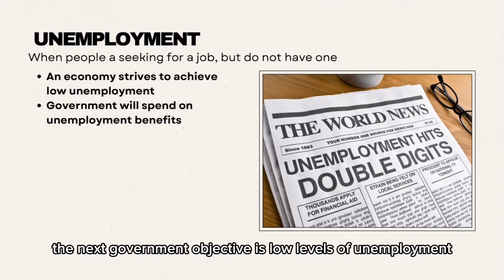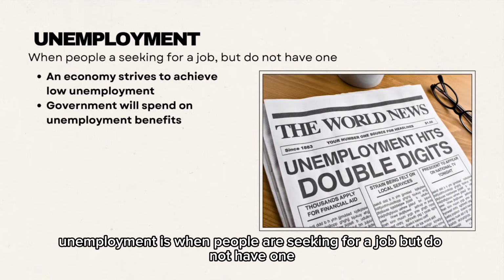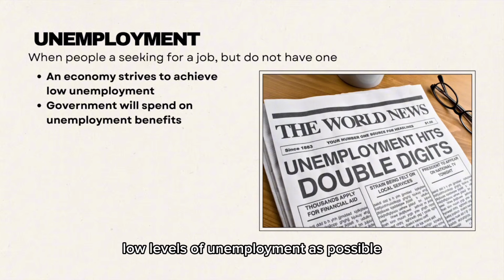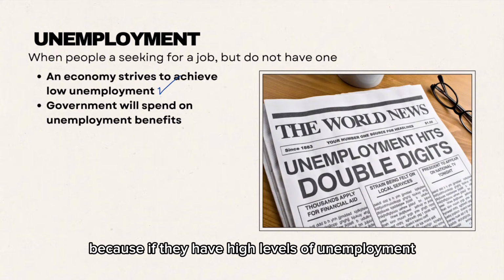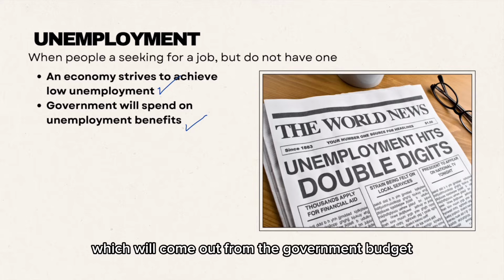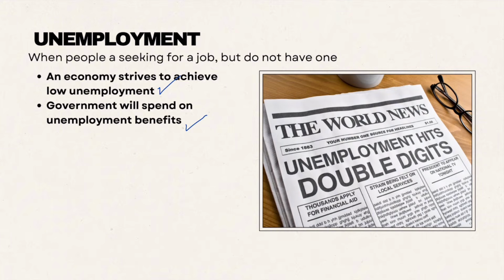The next government objective is low levels of unemployment. Unemployment is when people are seeking a job but do not have one. The goal for an economy is to get as low levels of unemployment as possible. Because if they have high levels of unemployment, the government will need to spend on unemployment benefits, which will come out from the government budget.